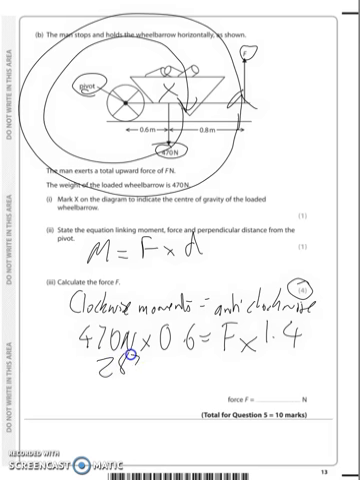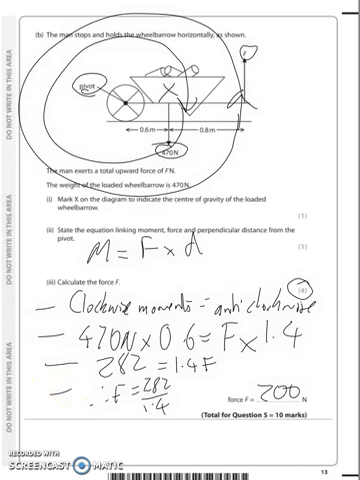So now we can work out this side, and then we can say 470 times 0.6 is 282 equals 1.4 F. Therefore, F equals 282 divided by 1.4, which equals 200 newtons. And notice 1, 2, 3, 4. I've got 4 lines because I want to show that I can get that 4 marks. And that's question number 5.